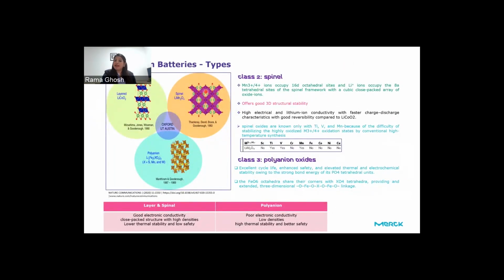As you know, this is the spinel structure, which is a three-dimensional structure, also introduced by the Goodenough team. In this structure, manganese occupies the octahedral sites, lithium occupies the tetrahedral sites, and they share a cubic close-packed array. It has good structural stability, high electrical and lithium-ion conductivity, and charge-discharge characteristics with good reversibility compared to LCO, that means lithium cobalt oxide.